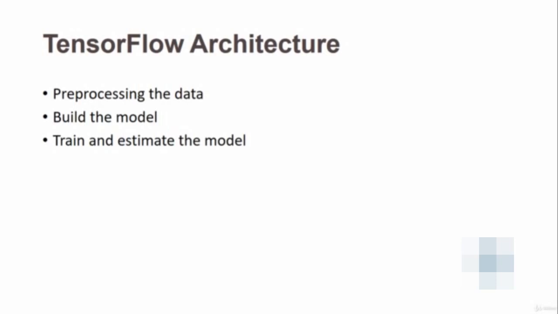Next is, how can we use TensorFlow? Basically, the TensorFlow architecture works in three parts. First is pre-processing of the data, then build the model in the programming language you are comfortable with, and then train the model on the available data.